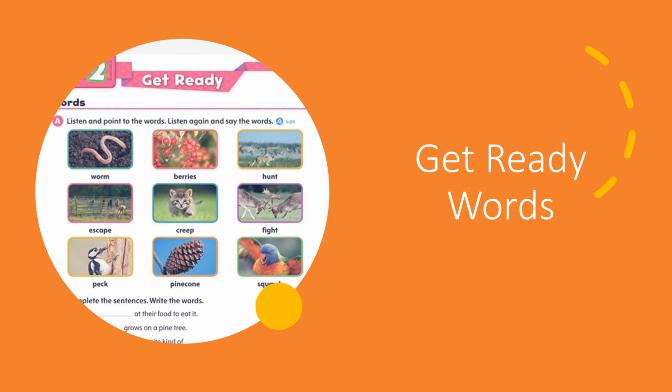Number 5. The dog and the cat don't like each other. They often dash. Fight. Number 6. A dash is a long, thin animal. It lives underground. Yes, worm. Number 7. Bobby's pet bird can dash out of the window. Escape.